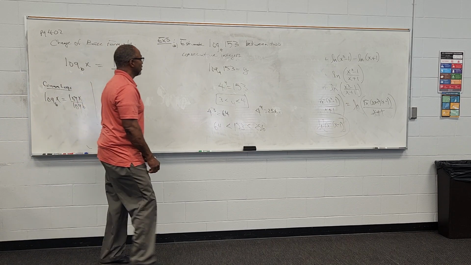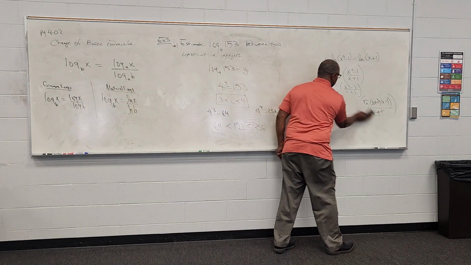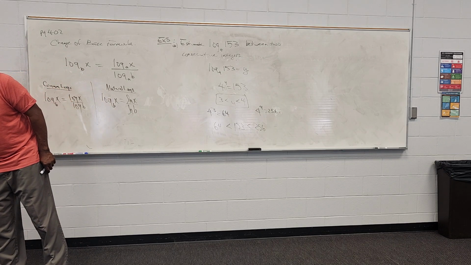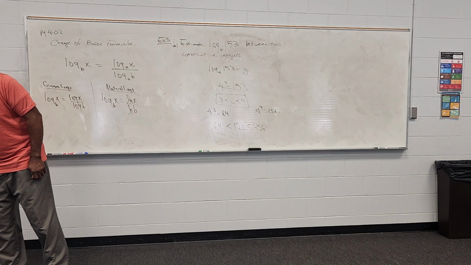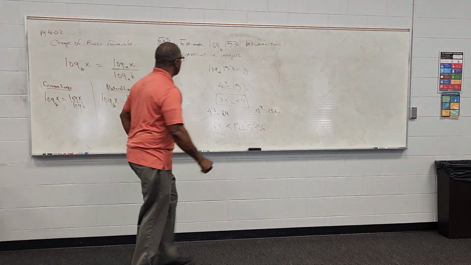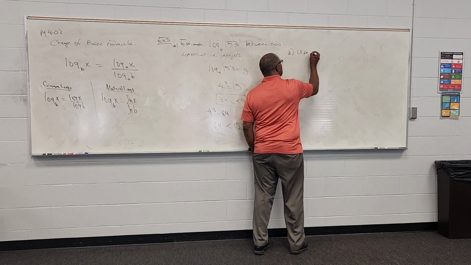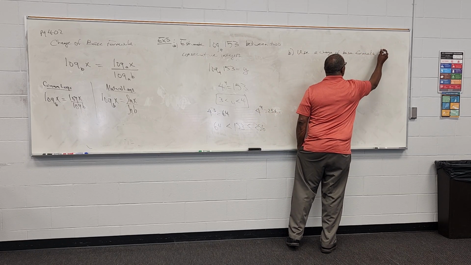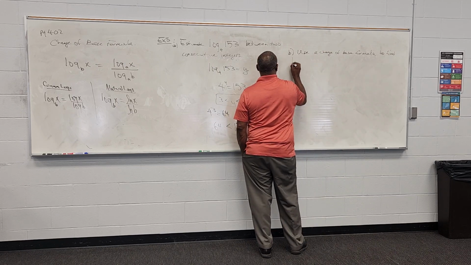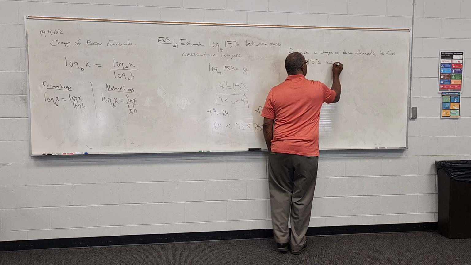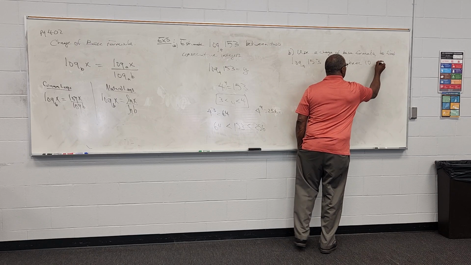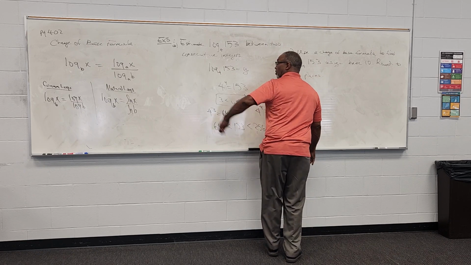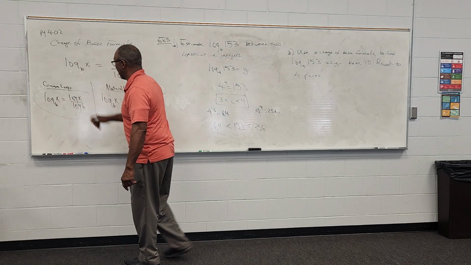All right, so that's the first part. Part B. B says use the change of base formula to find log to the base 4 of 153, using base 10, and round to 4 decimal places. Okay? So I'm going to use this.